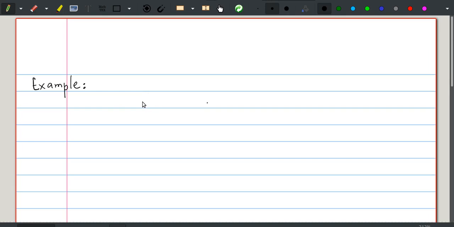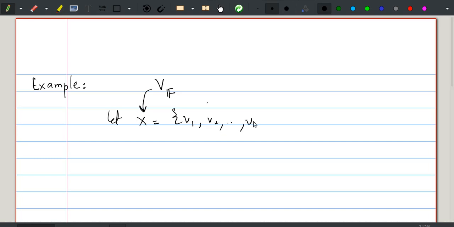Let us begin this lecture with the following example, which shows that linear independence in a vector space is intimately related to direct sums of subspaces. Let us consider a vector space V over a field F. Now let us forget the scalar multiplication structure of V. Let us view V as merely an additive abelian group. Let X be the set of linearly independent vectors, say v1, v2 through vn. Let this be the set of linearly independent vectors in V.